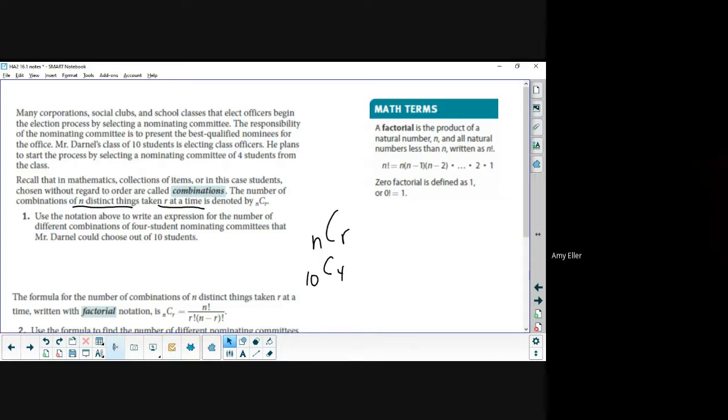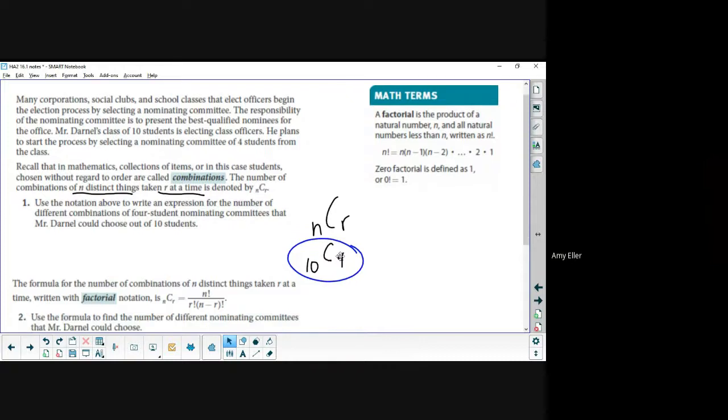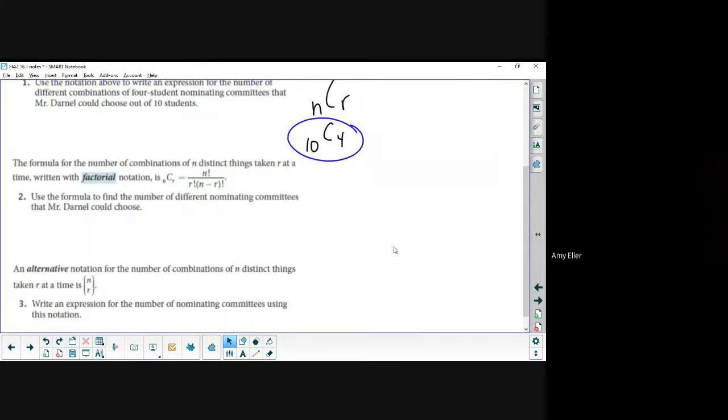This will actually tell you, if you figure out what this is, I will show you how to do it on a calculator. I will show you here in your book how to do it by hand. This will tell you how many different ways Mr. Darnell can pick 4 people from his group of 10. So the formula for the number of combinations of n distinct things taken r at a time is written with factorial notation. Have we seen factorial before? The exclamation point, it's a very easy concept.